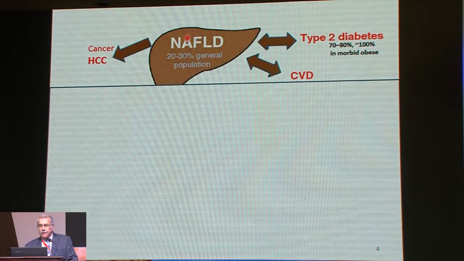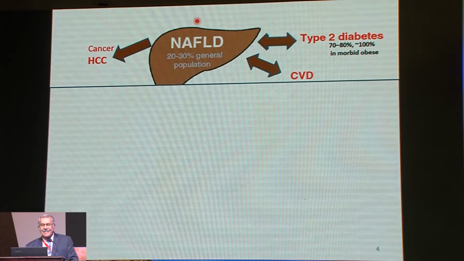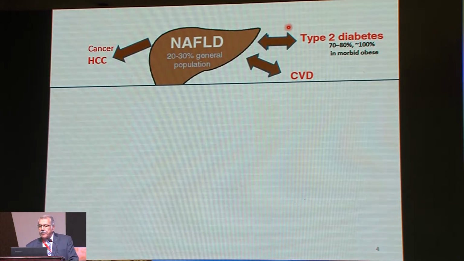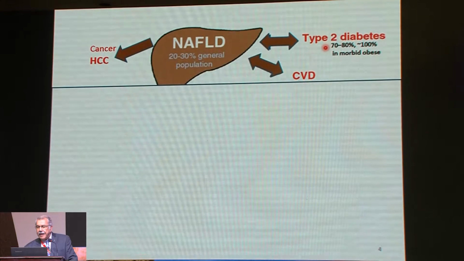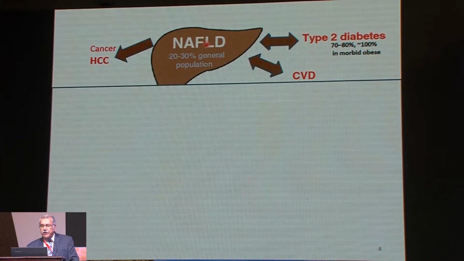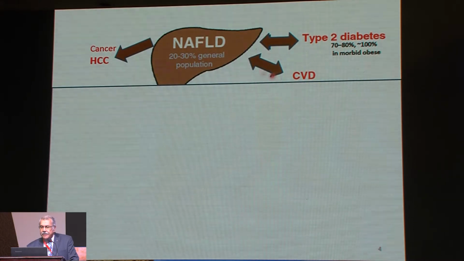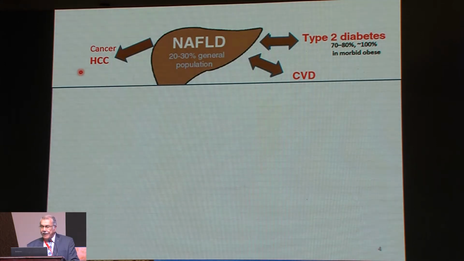We should know that the prevalence of NAFLD globally in the general population is 20 to 30%, and it is 30% in Egypt. The prevalence with type 2 diabetes is about 70 to 80%, and in morbid obese, it's about 100%. So a very dangerous relation. The presence of NAFLD, as we will see, is independently a risk factor and increases the prevalence of cardiovascular disease and cancer, especially HCC, the hepatocellular cancer.